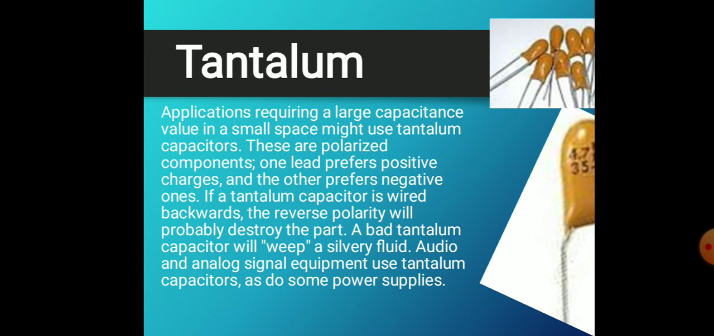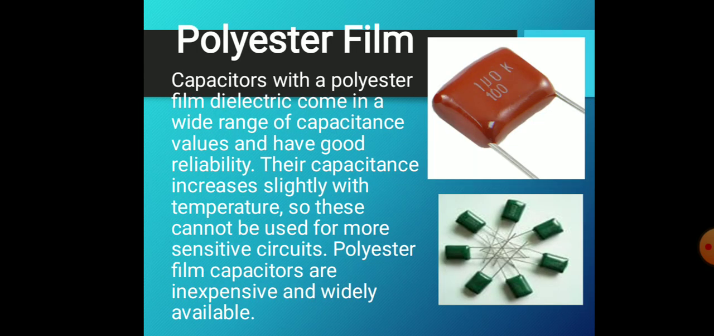A tantalum capacitor will weep, meaning it will cry. And when we say weep, there is a liquid leakage in its body, a silvery fluid. Audio and analog signals equipment use tantalum capacitors, as do some power supplies. So you will know if the capacitor is damaged already when there is a liquid leakage in its body. That means it's no longer working. You have to change it.